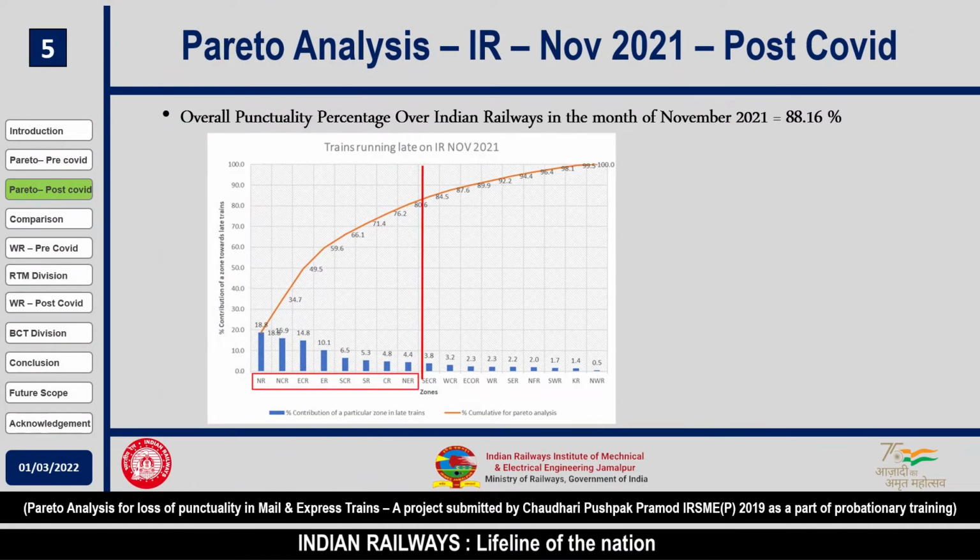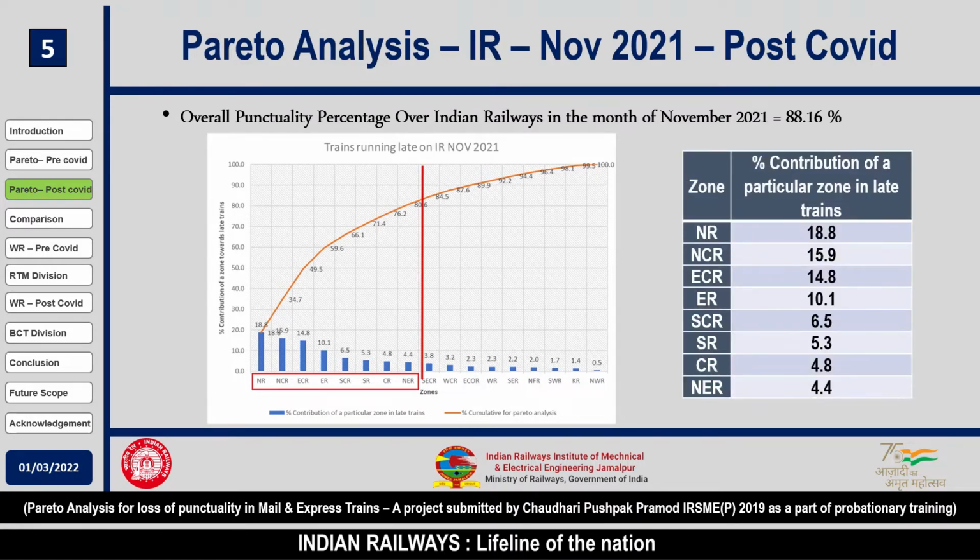We have done the same analysis for the whole Indian Railways in the month of November 2021, that is post-COVID. The overall punctuality percentage of Indian Railways in November 2021 was about 88.16%. Now in this, the major zones contributing to 80% of the delays in trains are Northern Railway, North Central Railway, East Central Railway, Eastern Railway, South Central Railway, Southern Railway, Central Railway and North Eastern Railway. The percentage contribution of a particular zone in late trains is as given in the table on the right-hand side.